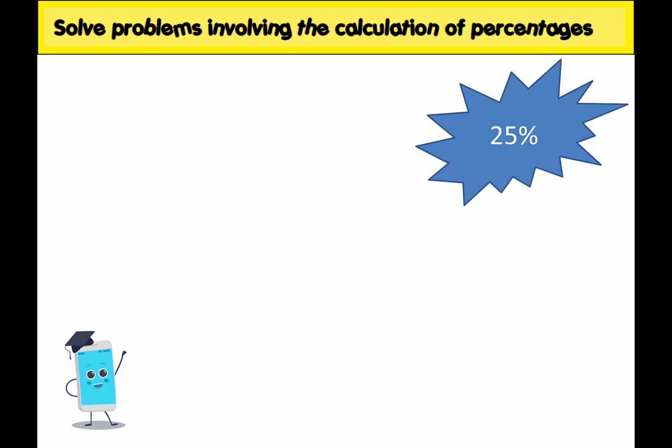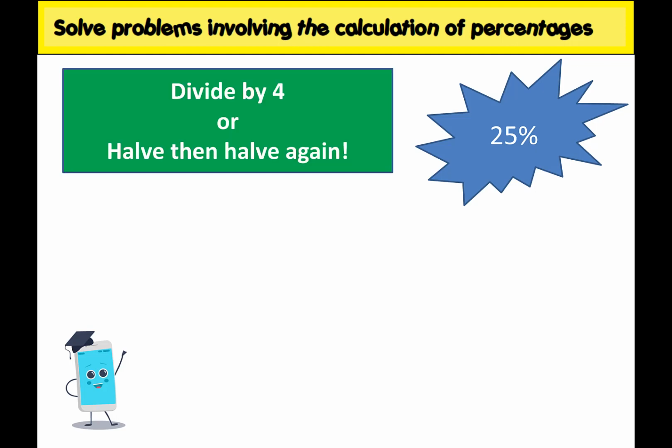25%, another fact that you should know off by heart. Do you recognise what fraction is equivalent to 25%? Do you know the link between 25% and 50%? Well, 25% is half of 50%. It's half of your half, and half of a half is a quarter. So you need to learn that 25% is equivalent to 1/4. So to find 25%, you can simply divide by 4, or you could halve, then halve again. So find your 50%, then halve it again to find your 25%.